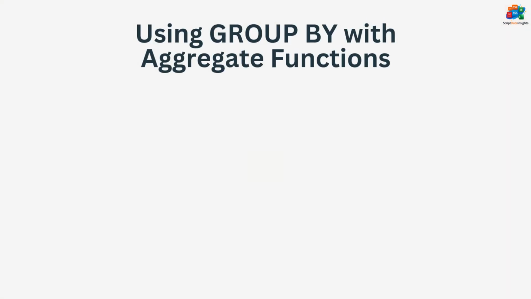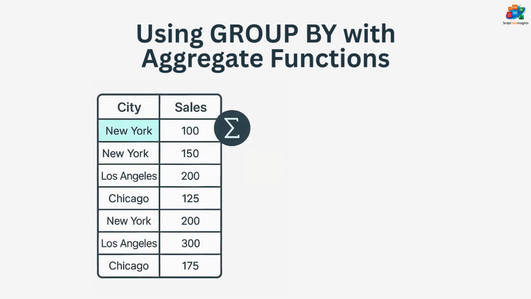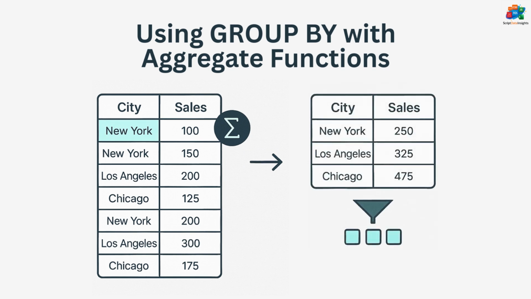The true power of group by comes when you pair it with aggregate functions. These functions perform a calculation on a set of values and return a single value. Functions like count, sum, avg, min, and max allow you to get meaningful statistics for each of your groups. So, after grouping your sales data by country, you could use sum(sales) to get the total sales for each country, or avg(sales) to find the average sale amount for each region.